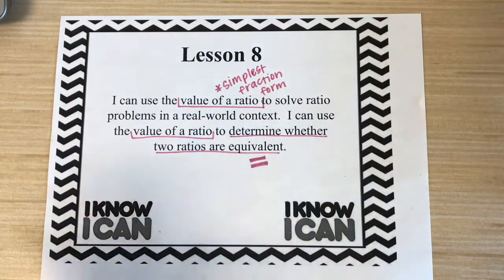Where it says the value of a ratio, that means we're not only going to be writing the ratio in fraction form, but getting it down to its absolute simplest form. Okay, so we're going to be doing some reducing of fractions today.